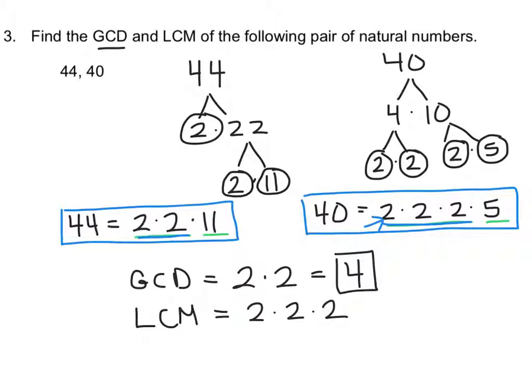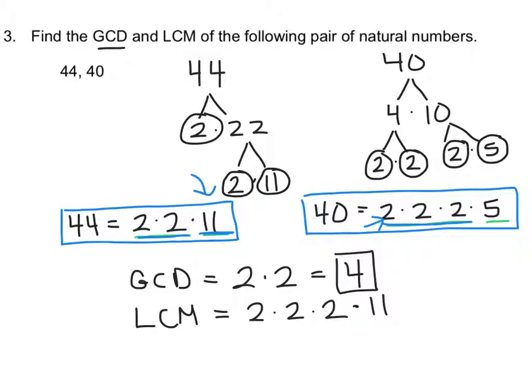Now I'm going to go back to 44 and look at the factor 11. Now I need to ask myself, what's the greatest number of times that 11 occurs in either factor? Well, 11 occurs once in 44, and it doesn't occur at all in 40. So the greatest number of times that 11 occurs is 1 time. So I'll write down an 11.